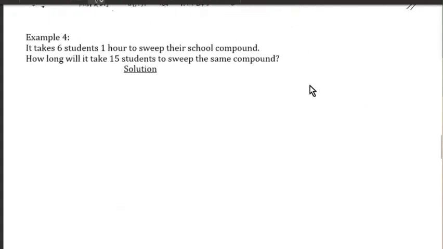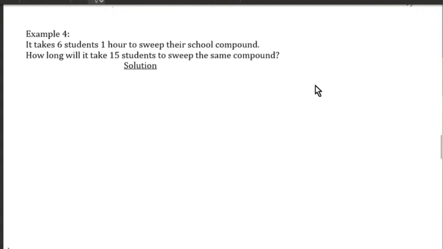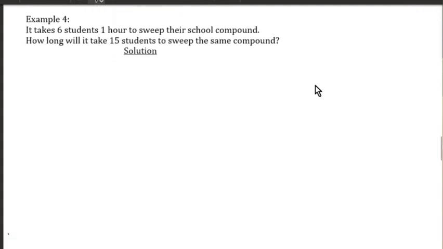In this question, we are told that it takes 6 students 1 hour to sweep their school compound. So how long will it take 15 students to sweep the same compound? So we check our units. We have students, and we are going to calculate our time in hours. So let's write the proportion.